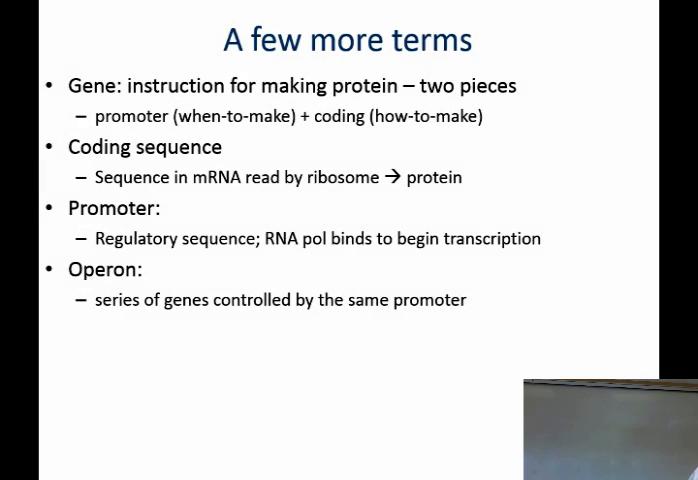But the point is that there's some sort of series of events that has to happen all at the same time. If thing A is true, lactose is around, there's no glucose, then we need all of this stuff made all at the same time. So you may as well have all of the genes you need together in the same place so that when you turn on this program of, oh, lactose is around, we make everything that we need.